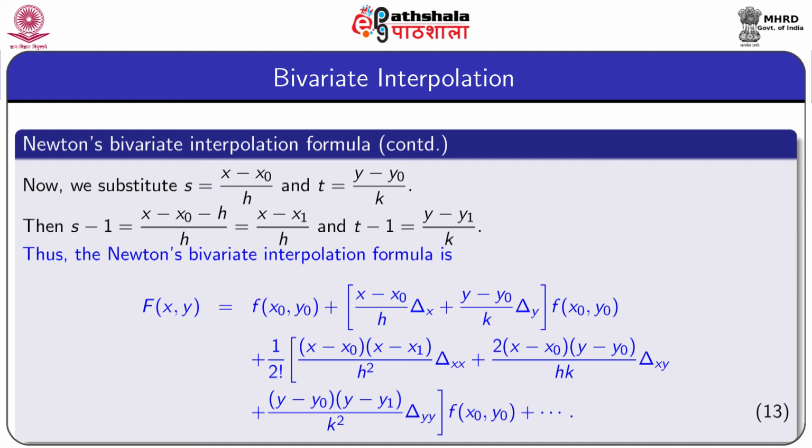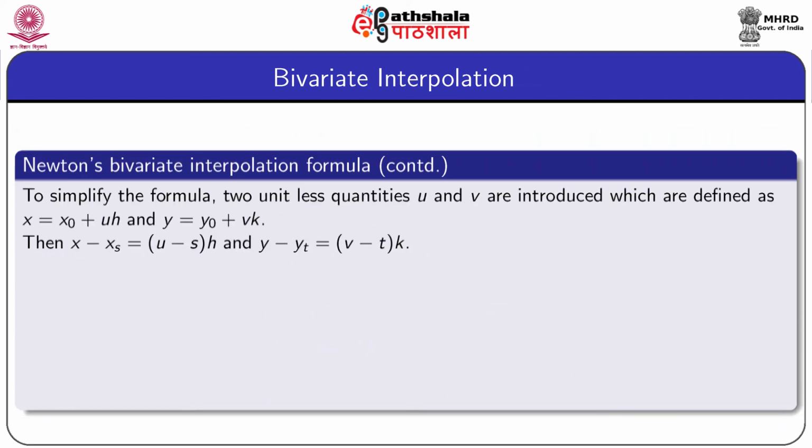But using suitable variables, this expression can also be written in a simpler form, which is discussed in the next slide. To simplify this formula, we use two unitless quantities u and v, which are defined by x equal to x0 plus uh and y equal to y0 plus vk. Therefore, x minus xs equals u minus s, whole into h, and y minus yt equals v minus t into k.